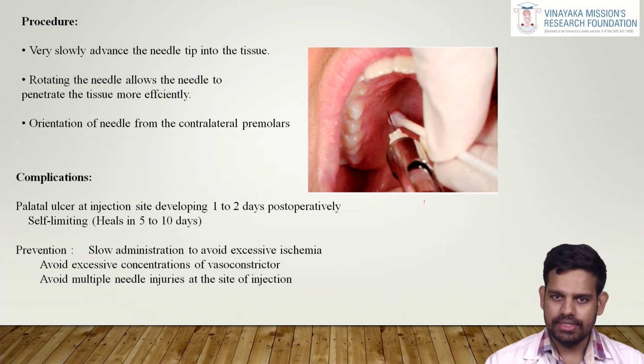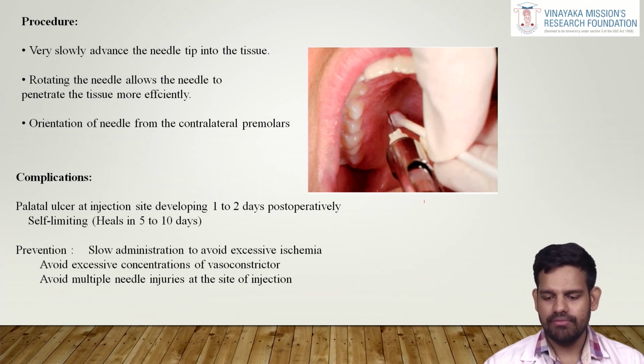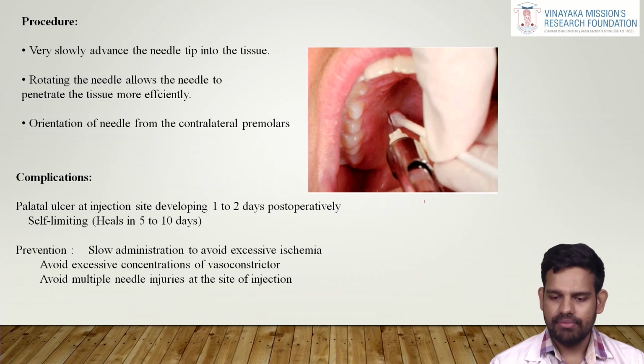We can't go on the same side of the premolar; we should come from the contralateral side, from the opposite premolar, to inject the local anesthetic solution. Here the complication is palatal ulcer. Because the palatal mucosa is tightly adhered to the palatal bone, any separation from the bone will cause a detachment from the bone, leading to a hypoxic or ischemic state and devascularization, and slowly it will cause an ulcer in that area.